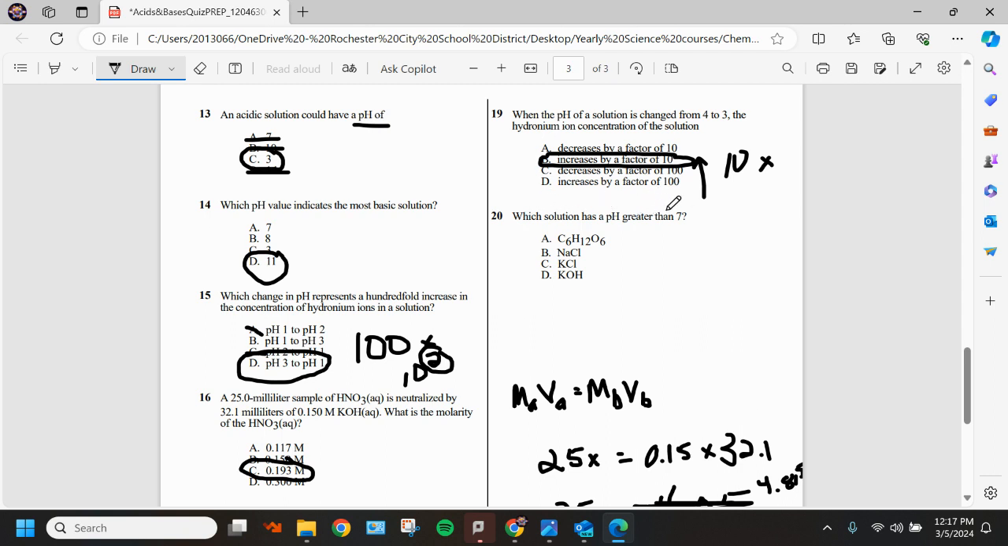Which solution has a pH greater than 7? In other words, which one is a base? Sugar is not a base. NaCl is a salt. KCl is a salt. None of them are even acids. Look at that. I got one base because that's got a pH greater than 7 by definition. And with that, you are now through your acids and bases prep.